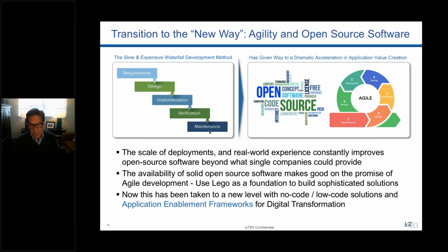The development opportunities have transformed so much these days. With all of the open source software that is available now and agile methodologies, there really is a completely different archetype for creating applications. The scale of deployments and real world experience constantly improves open source software far beyond what any individual company can do. And the availability of multiple modules of open source software creates an opportunity to create sort of Lego of new applications. So what software development becomes is leveraging these different components of proven software into new applications.